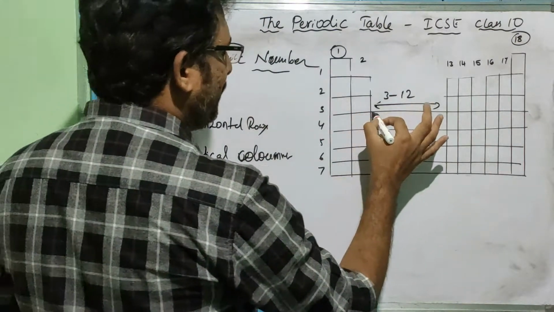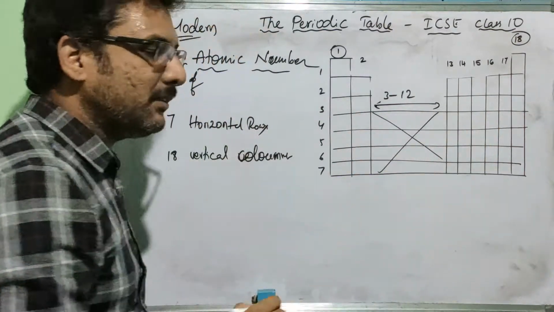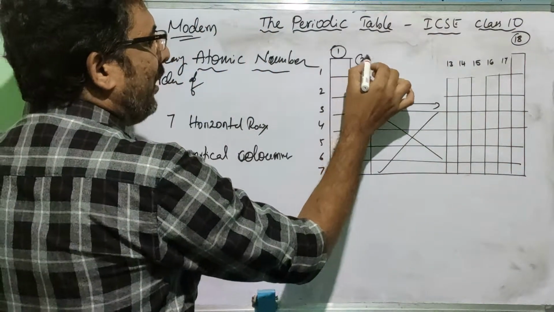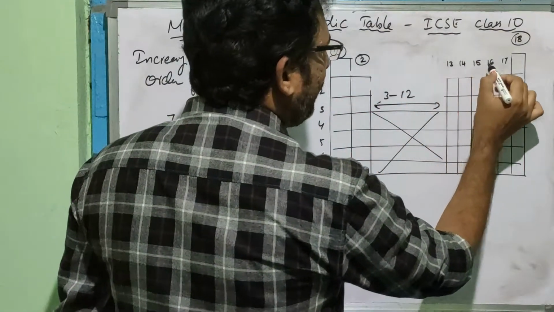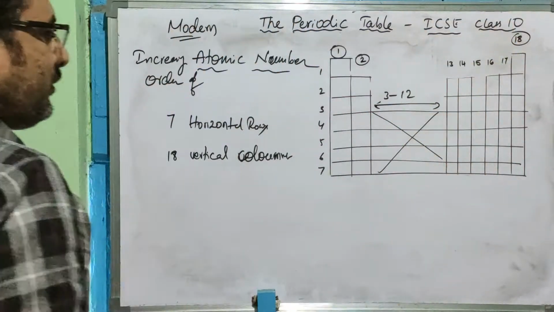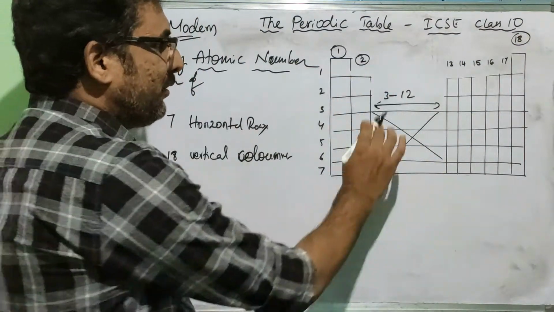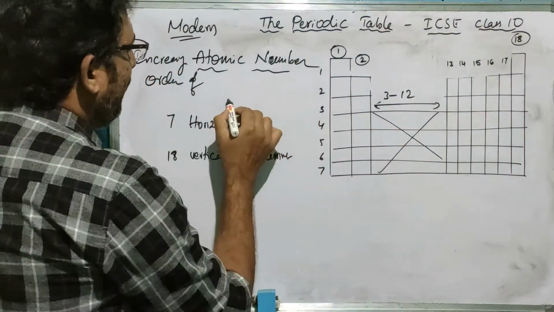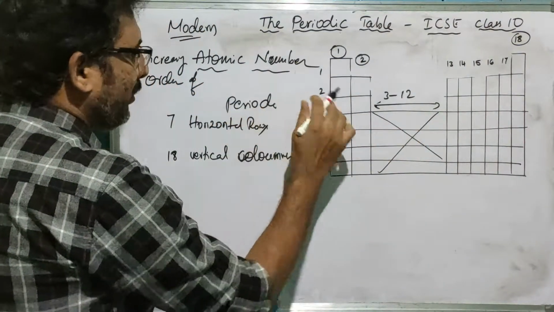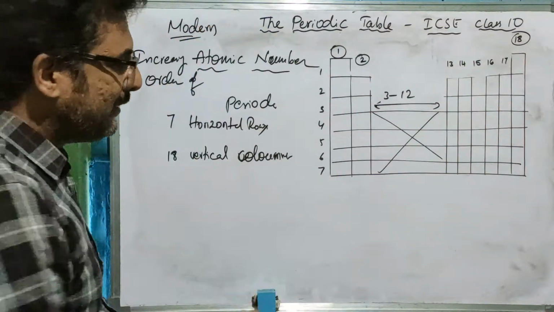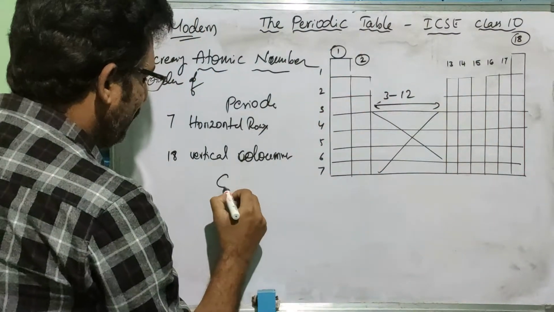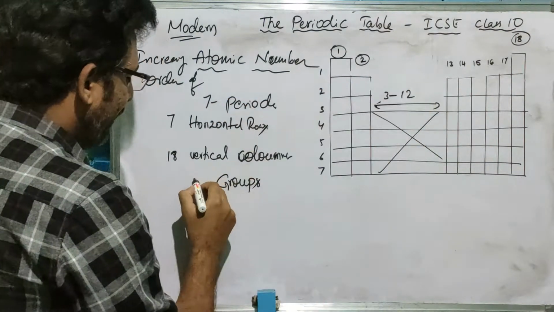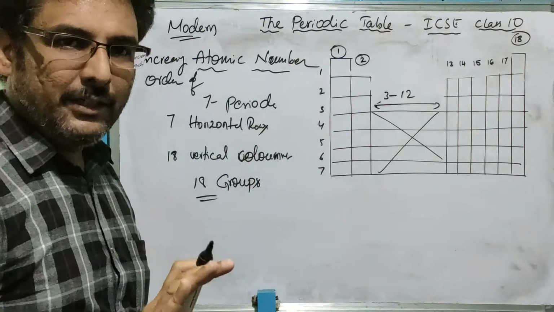This part you are not going to study as per ICSE chemistry, and we study only columns 1, 2 and 13, 14, 15, 16, 17 and 18. So you don't need to worry about the columns from 3 to 12. These horizontal rows are called periods, and the vertical columns are called groups. That means there will be 7 periods and 18 groups in this periodic table.